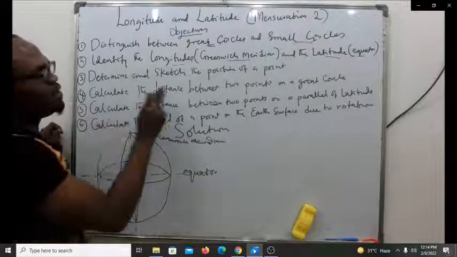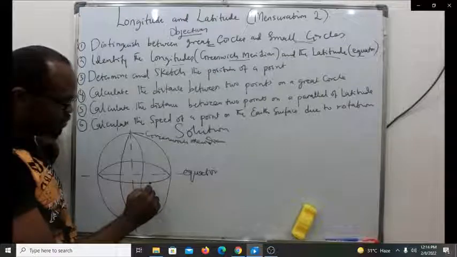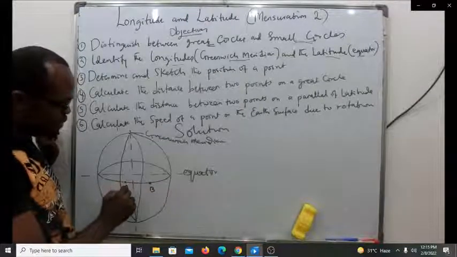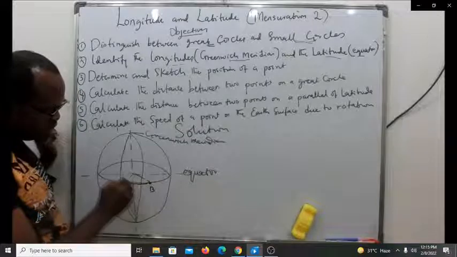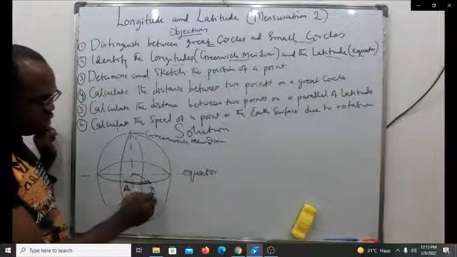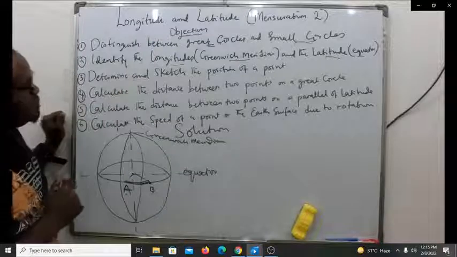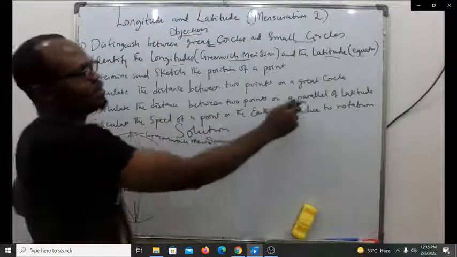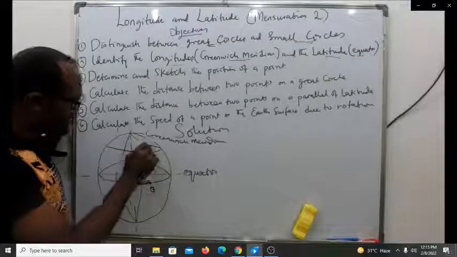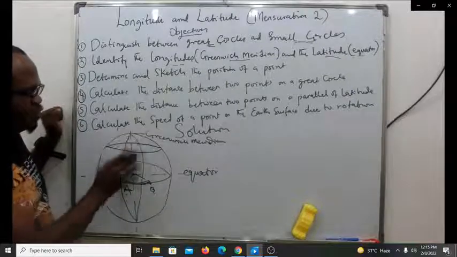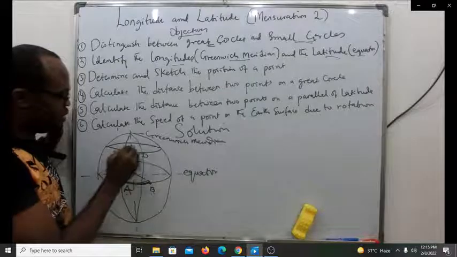So now, if you want to calculate the distance between two points on a great circle, this is a great circle, the equator. So let's say you want to calculate the distance between point B and point A. So you should be able to find a way of calculating this distance between point B and point A. It's part of the things you are going to be learning under longitudes and latitude. You should also be able to calculate the distance between two points on the parallel of a latitude. So if you also have another latitude here, which is a small circle, because it's not dividing the earth into two equal parts, you can also calculate the distance between C and D. So we can always do this calculation.